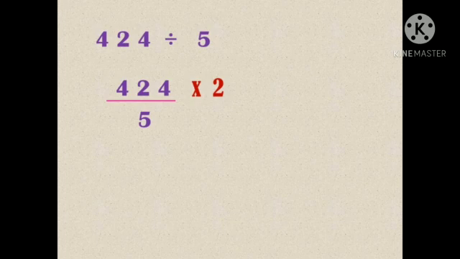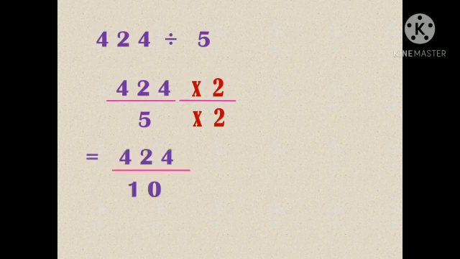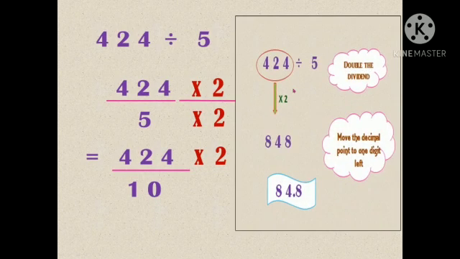So let us multiply the numerator and denominator with 2. So if we multiply, what will we get? 424 divided by 10 into 2. So the meaning of this expression is we are supposed to multiply the dividend with 2. Next, we should divide that value by 10. That is, we should move the decimal point 1 digit left. So that is the shortcut we have seen in this video. We have doubled the dividend. Next, we moved the decimal point 1 digit left. So I think you have understood.